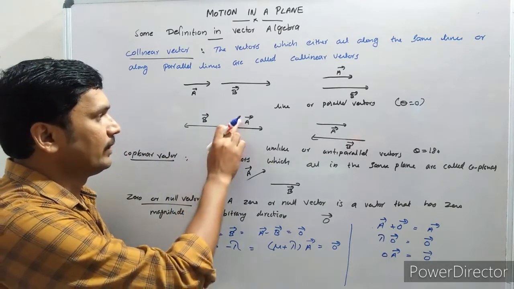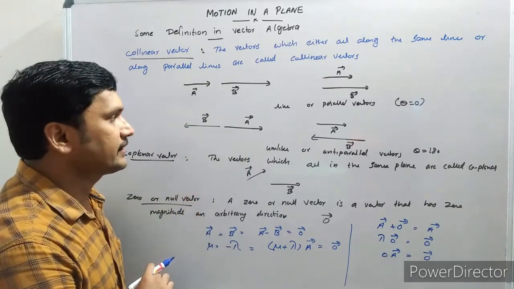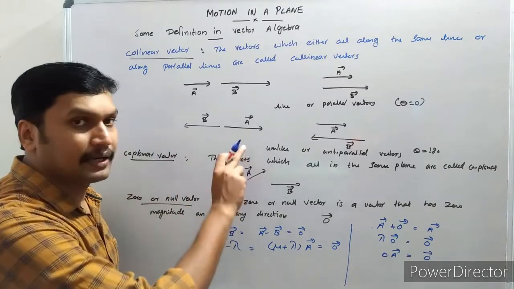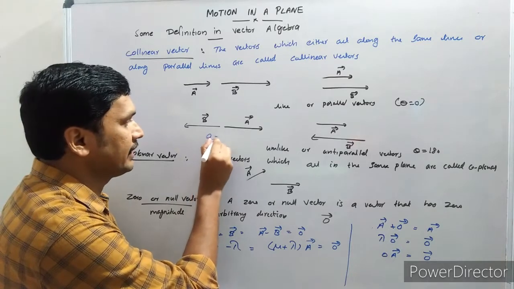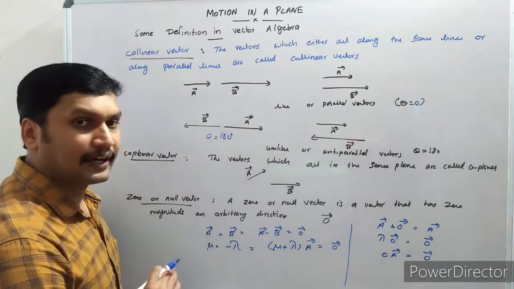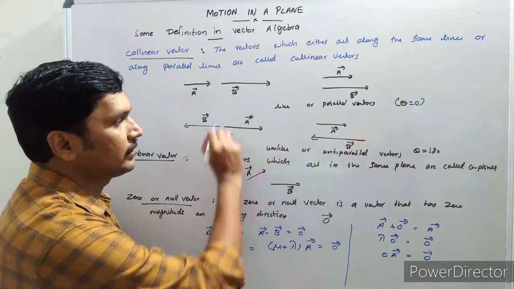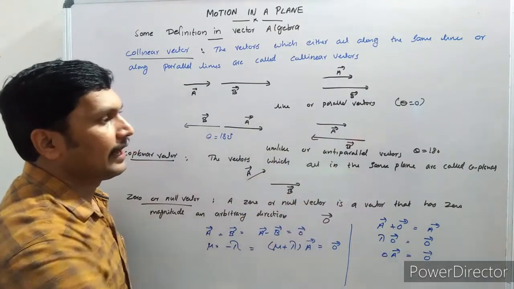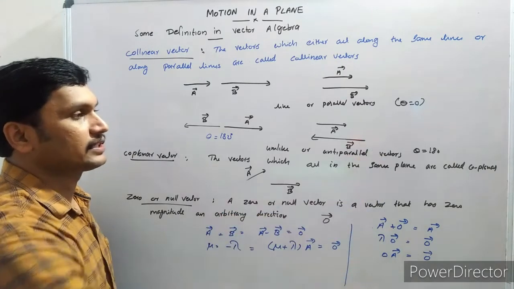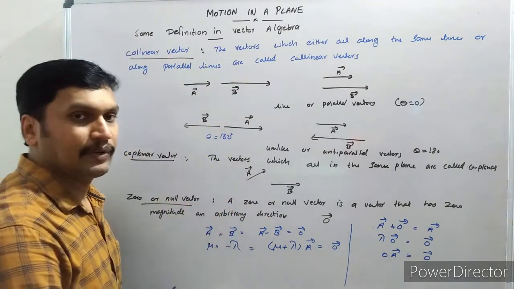And in this example, vectors A and B are in opposite directions. The angle between them is 180 degrees. They are acting in the same line, but the directions are different. The angle between them, theta, is equal to 180 degrees. Here, vectors A and B are anti-parallel. We call such vectors unlike or anti-parallel vectors. The angle between such vectors is always 180 degrees. But however, all are collinear vectors.